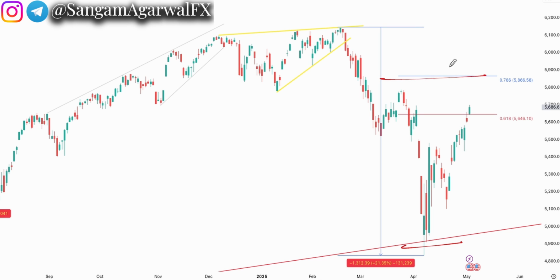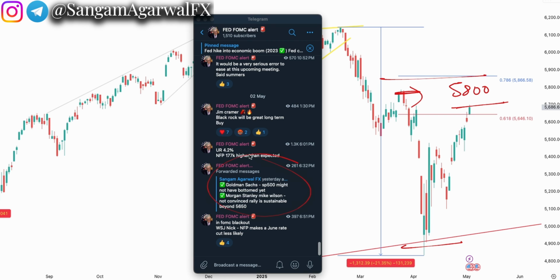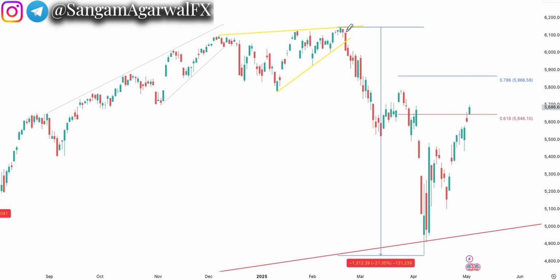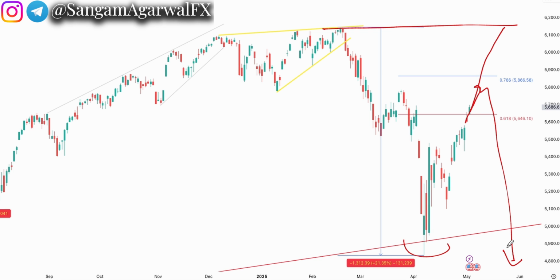So my target was 5800. Slowly price is going there, and now big banks are playing their game. Bottom is in. Goldman Sachs Bank denying, same as Mike Wilson. After the May FOMC meeting speech, we have to wait just one more week. Then we have to decide whether the market will make a double top or just a counter trend correction, then going back to 4800.